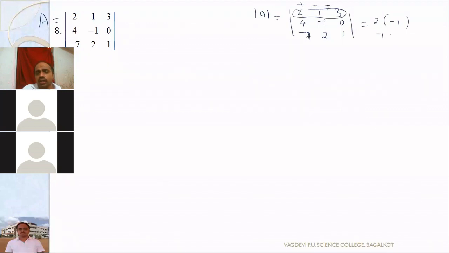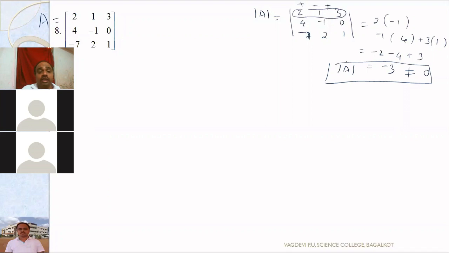Then minus 1 into, again, if you delete the row and column, 4, 0, minus 7, 1. We get 4. And last plus 3 into, delete that row and column, 8 minus 7, which is 1. So I get minus 2, minus 4 plus 3, it is minus 3 as you told. So determinant of A is minus 3, which is not equal to 0. Not equal to 0 means A inverse exists.